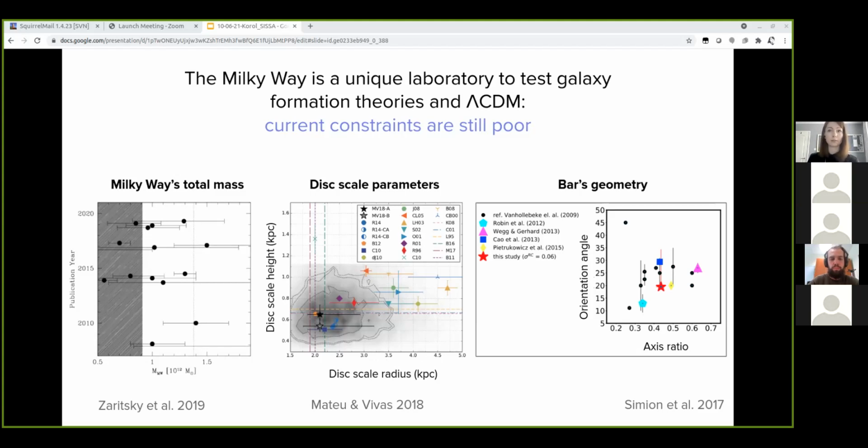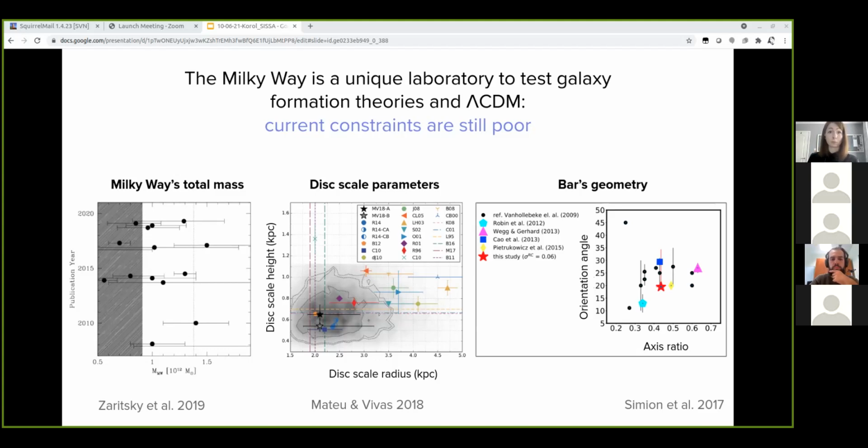And with this slide, I'm going to show you some examples of current measurements of the Milky Way total mass, on the left, disk scale parameters, and the bar parameters. What I wanted you to look at is that, in each of these panels, the points and the markers of different shape and color represent different measurements using various stellar tracers and techniques. And as you can see, there is a lot of scatter in all of the panels, and there is no clear consensus on the final measurements.